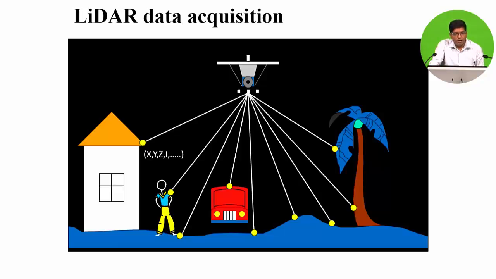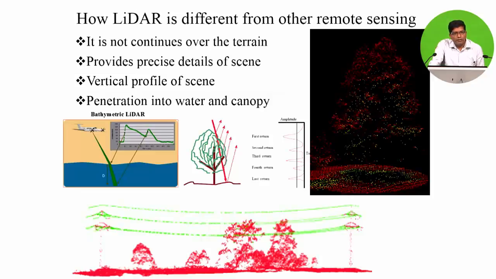So this is basically a non-imaging technique, unlike normal photographs where the entire scene will be captured. When we compare the lidar technique with the other remote sensing, since it is non-imaging, the data that we get is not continuous over the scene or over the terrain. However, even then we will get very precise details of the ground.